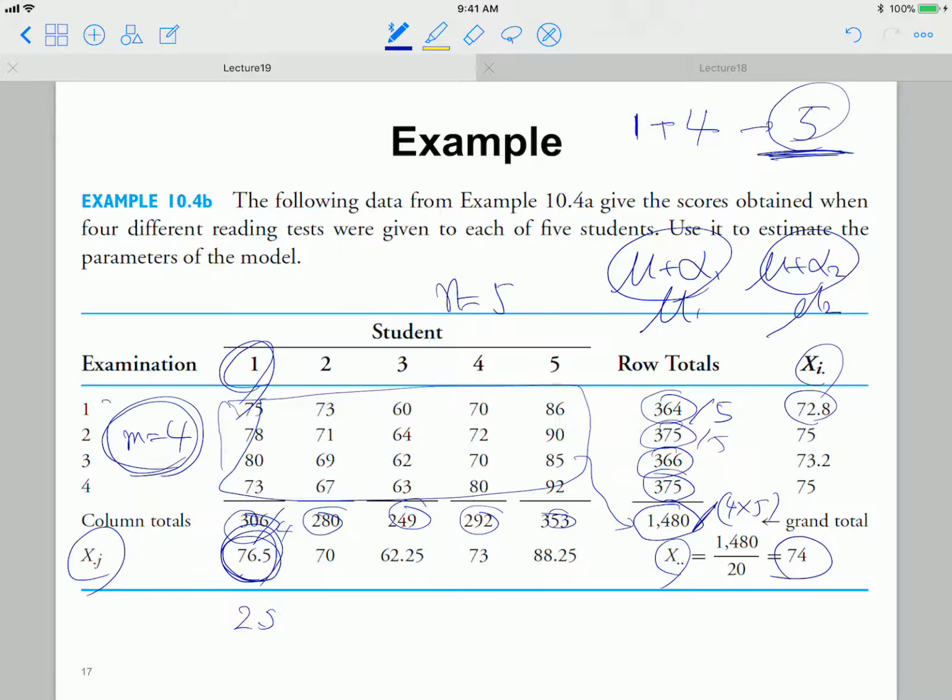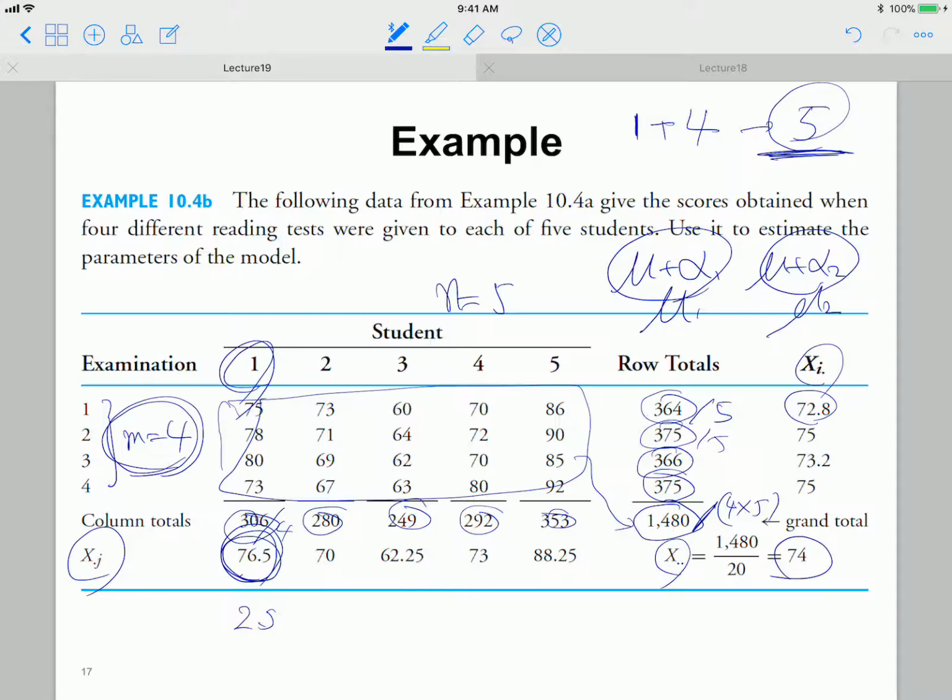So in that case, how many mu's do we have? Mu 1, mu 2, mu 3, and mu 4. So we only have 4 parameters. And now we just represented them as mu plus alpha 1, mu plus alpha 2, mu plus alpha 3, and so on. So now suddenly we have 5 different parameters, right, in the exact same setting? So why do we see this different number of parameters?